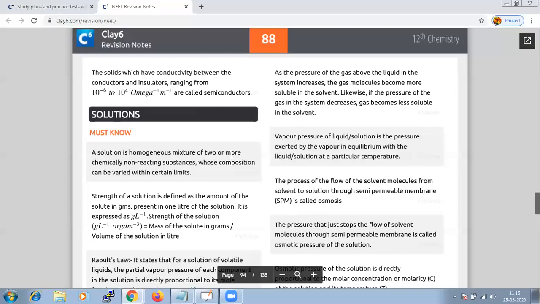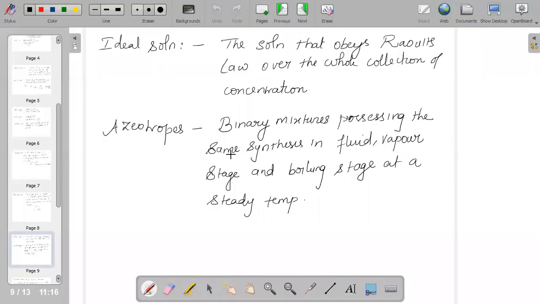So as the pressure of the gas above the liquid in a system increases, the gas molecules will become more soluble in the solvent. And if the pressure of the gas in the system is decreasing, the gas becomes less soluble. So it is very important to learn your Henry's law.